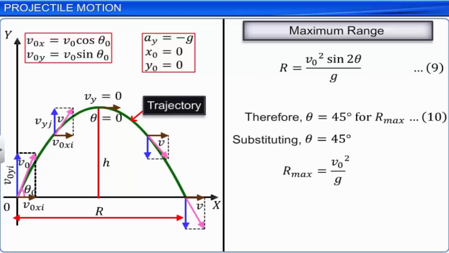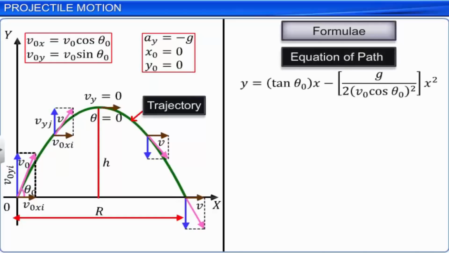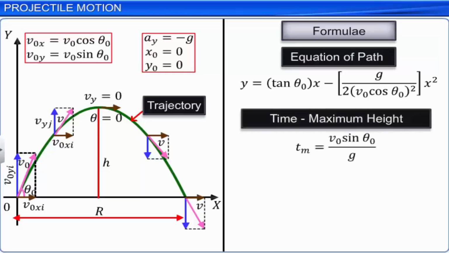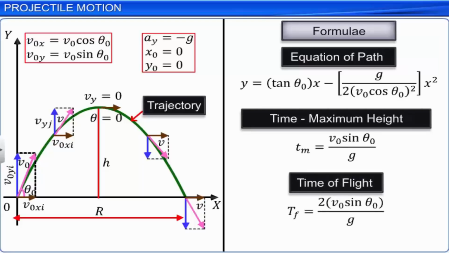The equation of the path for the projectile: y is equal to tan θ0 into x minus g divided by 2 into (v0 cos θ0) square into x square. Time taken for the projectile to attain maximum height: Tm is equal to v0 sin θ0 by g. The time of flight of the projectile: Tf is equal to 2v0 sin θ0 by g. The maximum height attained by the projectile: H is equal to (v0 sin θ0) square divided by 2g.